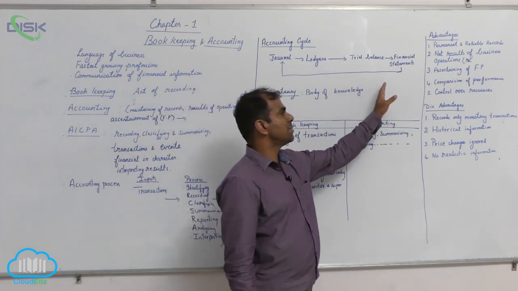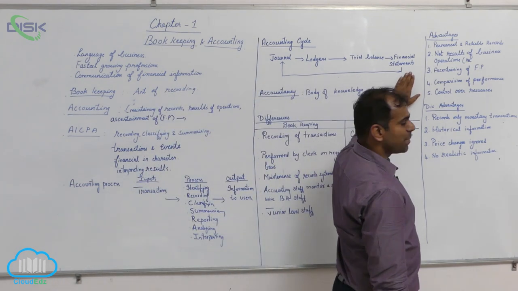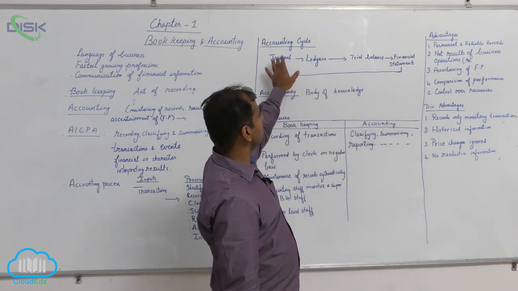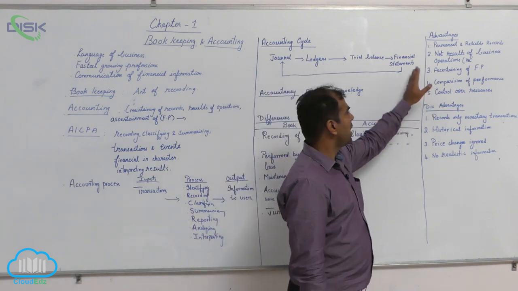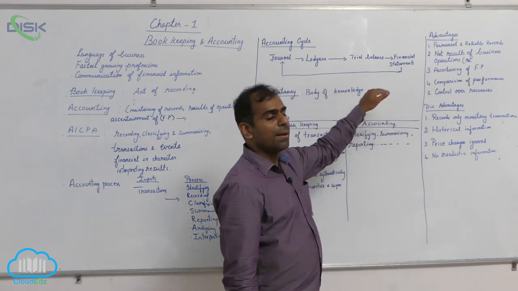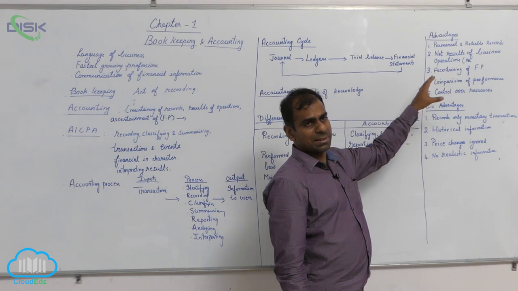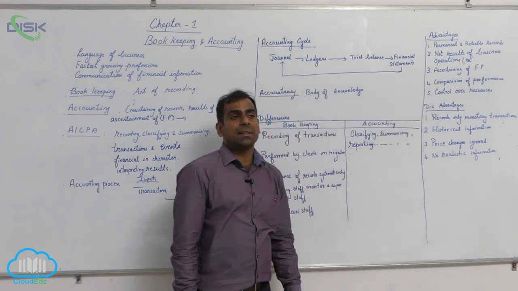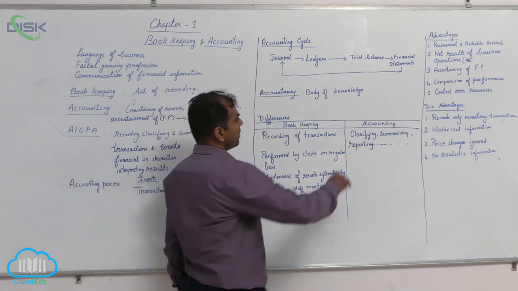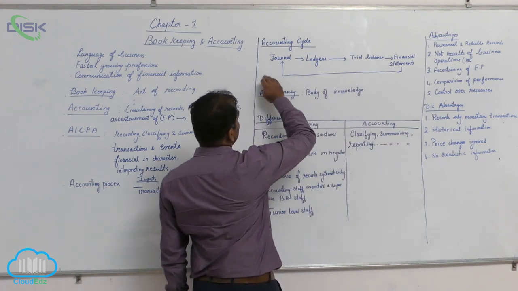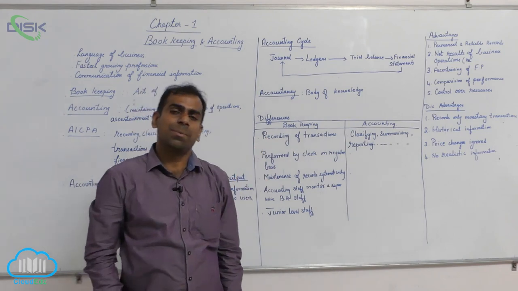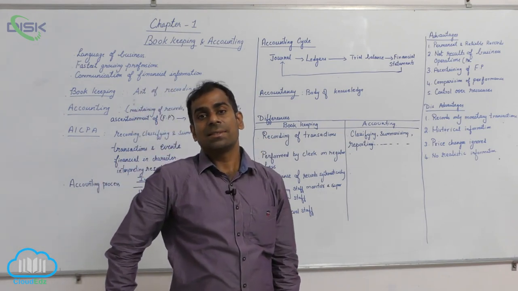From the trial balance, we prepare financial statements, what we call the income statement and balance sheet. So this process of four stages comes to an end when financial statements are prepared. After preparation of these financial statements, the accounting cycle of a particular period has come to an end. And for the next period, we restart the process. So you can say the accounting cycle is a continuous process as long as a particular business exists.